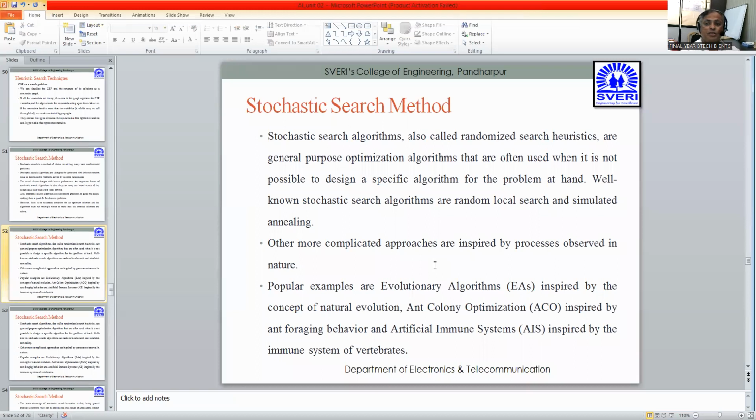So when is it to be used? When it is not possible to design a specific algorithm for a problem at hand. At that time you can use stochastic search. The well-known stochastic search algorithms that can be used are random local search and simulated annealing. So these are the two algorithms that come under stochastic search. Other more complicated approaches are inspired by the processes observed in nature. So most of the things observed from nature have been helpful in designing these kinds of search algorithms. So what are the popular examples of stochastic search algorithms?